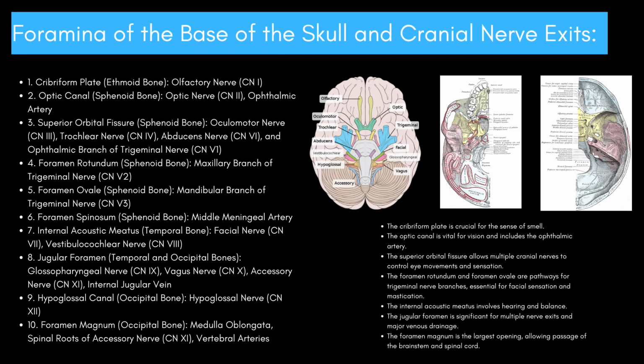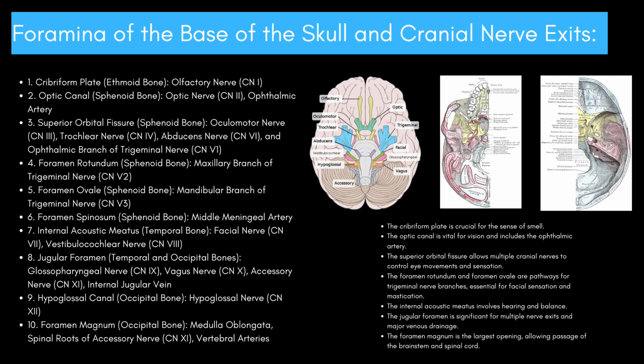Let's next take a look at the foramina of the base of the skull and cranial nerve exits. 1. Cribriform plate, ethmoid bone, olfactory nerve, CN1. 2. Optic canal, sphenoid bone, optic nerve, CN2, ophthalmic artery. 3. Superior orbital fissure, sphenoid bone, oculomotor nerve, CN3, trochlear nerve, CN4, abducens nerve, CN6, and ophthalmic branch of trigeminal nerve, CNV1. 4. Foramen rotundum, sphenoid bone, maxillary branch of trigeminal nerve, CNV2.